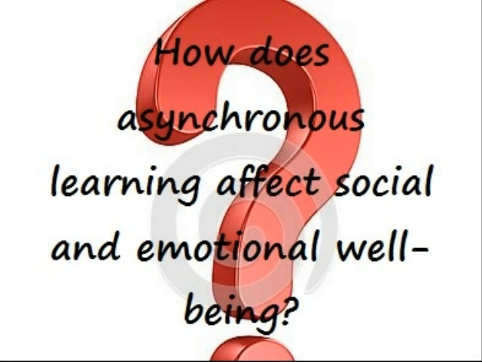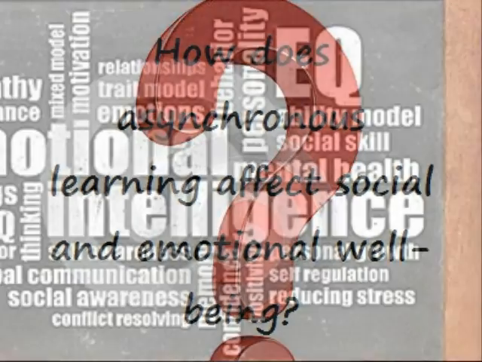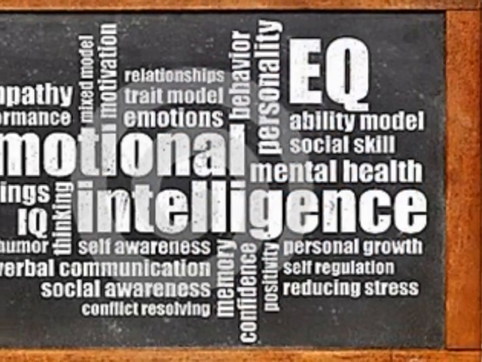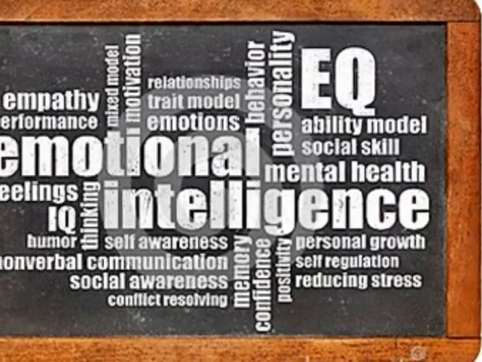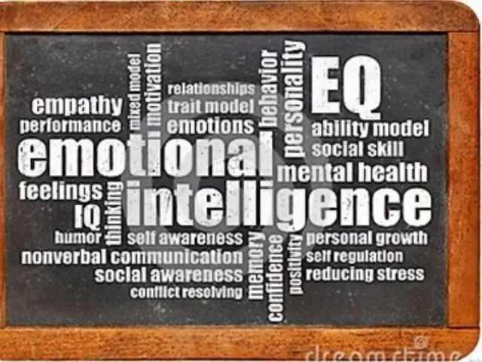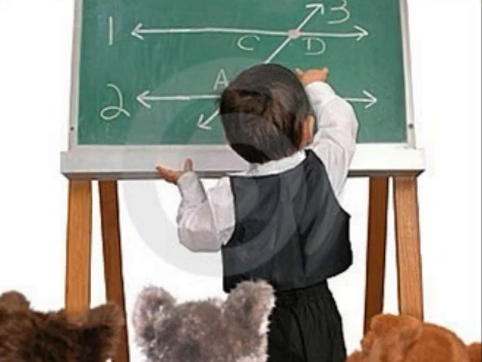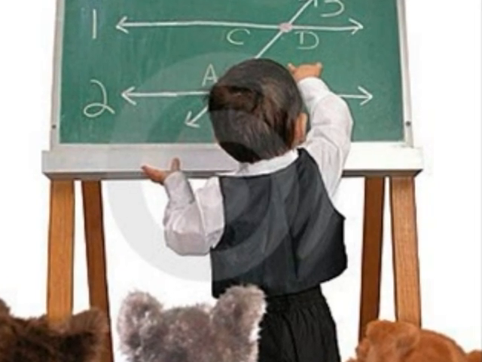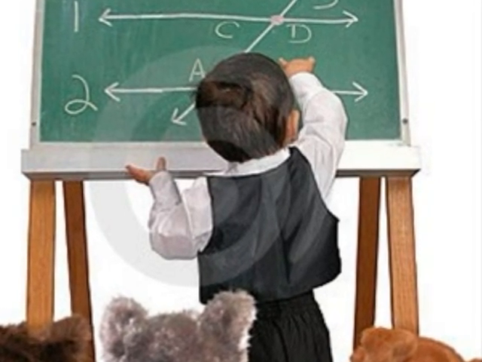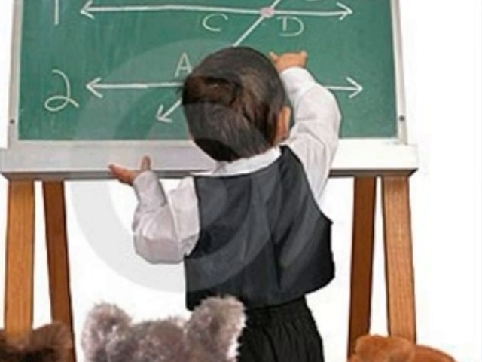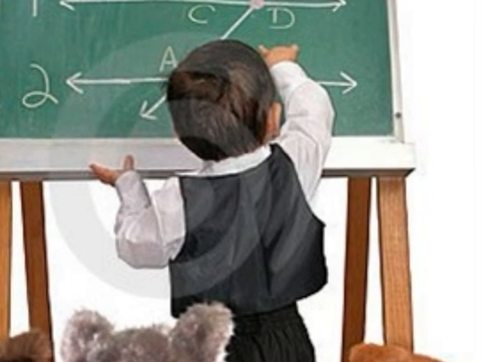Part 4. How does asynchronous learning affect social and emotional well-being? When teaching gifted students, educators must be aware of how asynchronous learning can affect social and emotional well-being. Gifted students who experience asynchronous or uneven growth may not be the same age emotionally or socially as they are intellectually (Gorse, 2005).